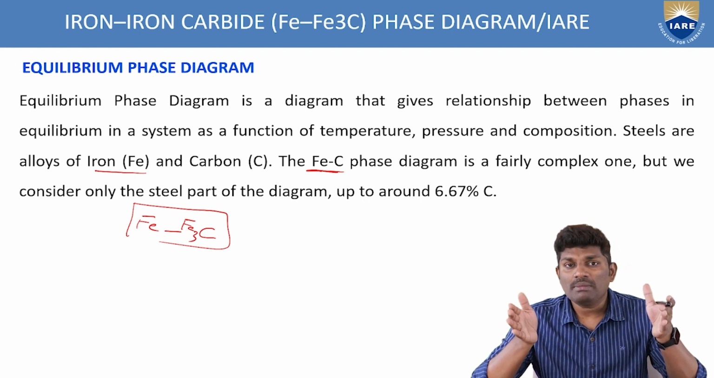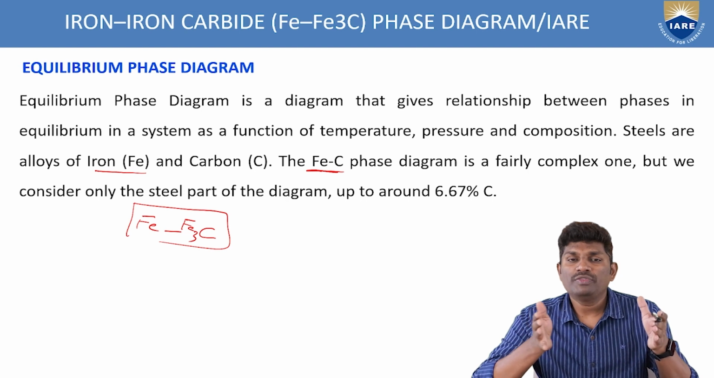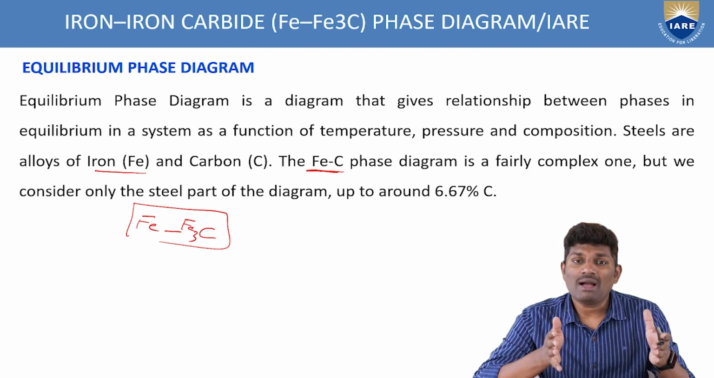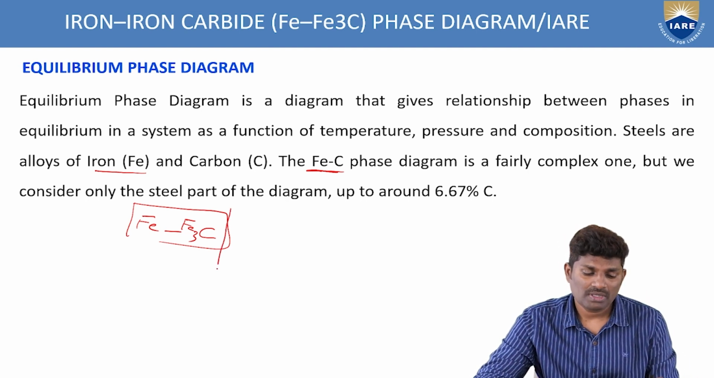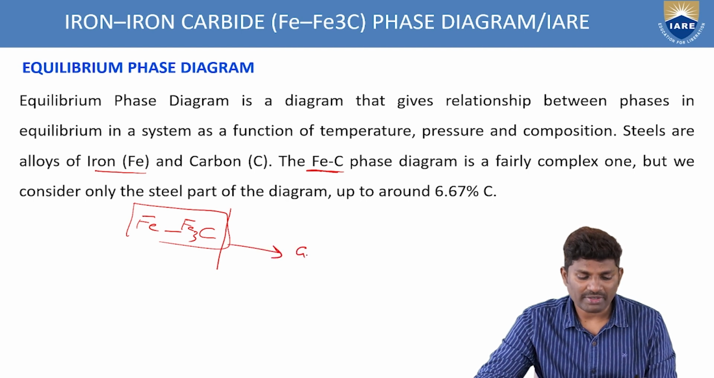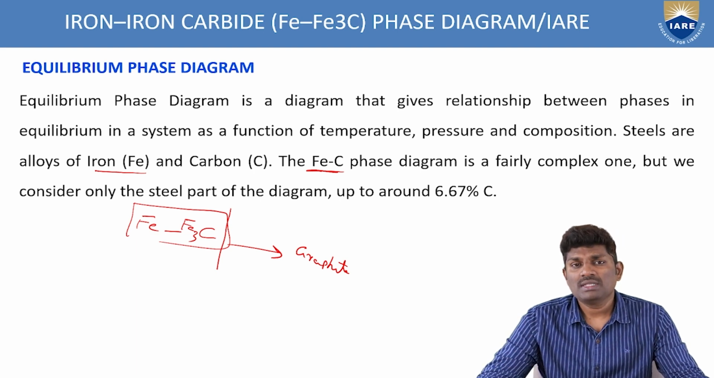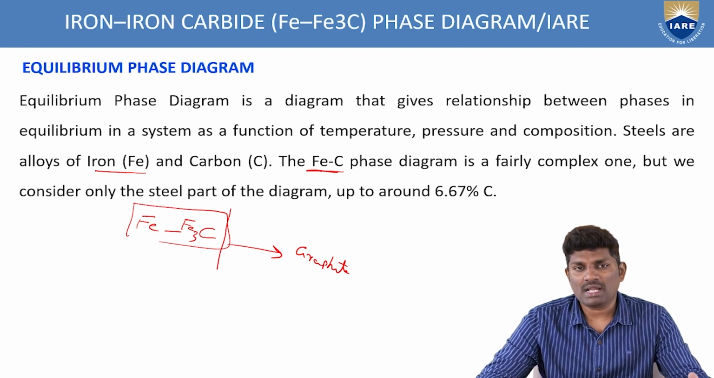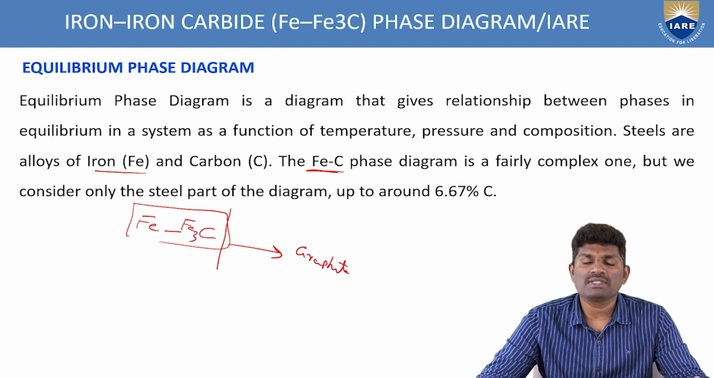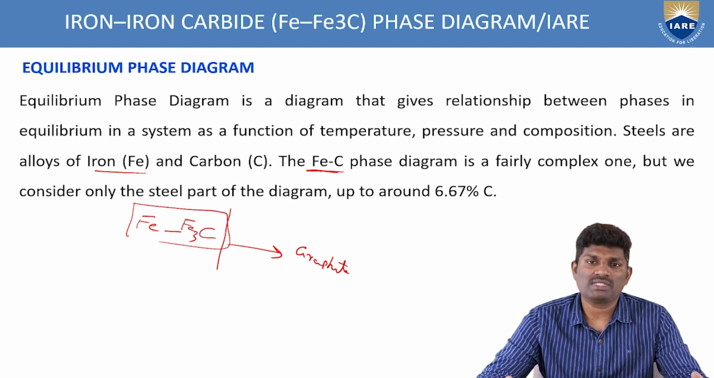So what is the percentage of the composition of the carbon? Up to this grade we have to see. Beyond that, again you will get the graphite, so we are not considering the graphite. That's why it is a complex type of thing. If we compare with any other phase diagram, this iron carbide phase diagram is very complex because it has two sections.